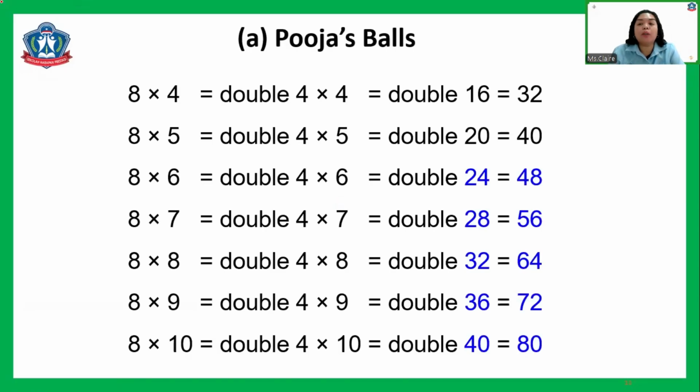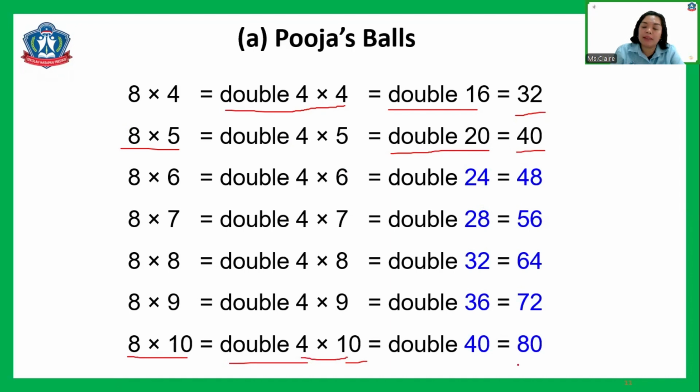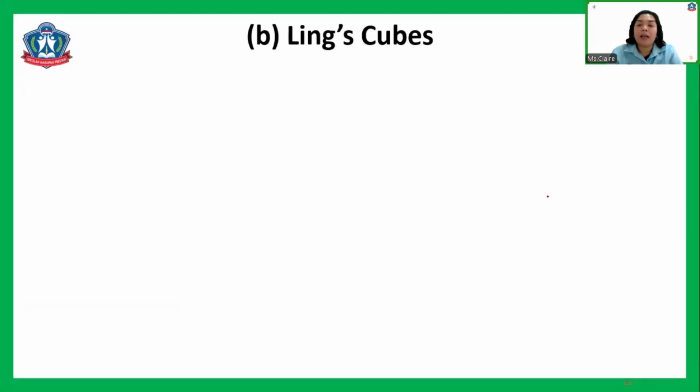Okay, so we can also do this one. So I have here the table or the full list for the 8 times table. So if we have 8 times 4, that means double 4 times 4, which is double 16, equal to 32. So if we have 8 times 5, it means double 20, that is 40. So if we go down, if we have 8 times 10, that is double 4 times 10. 4 times 10 is 40. So double 40 means 80. All right.